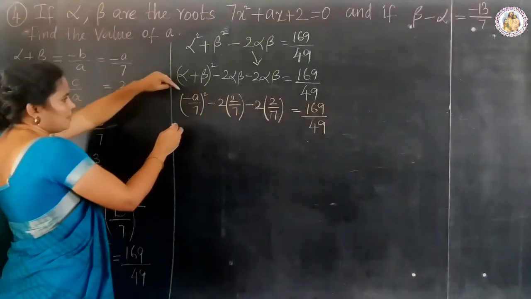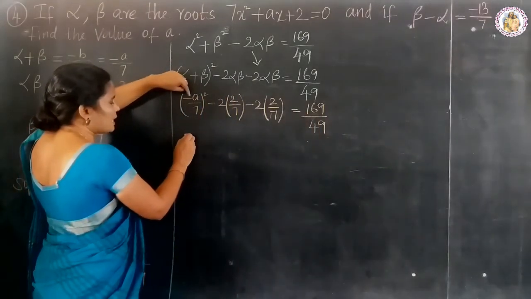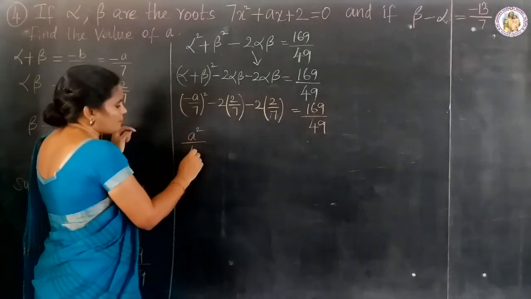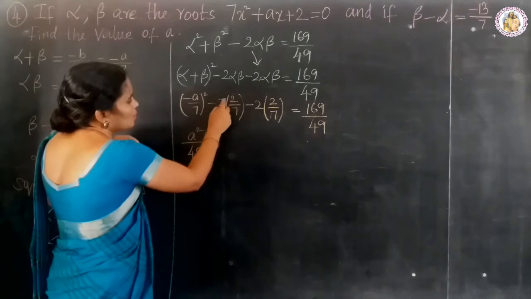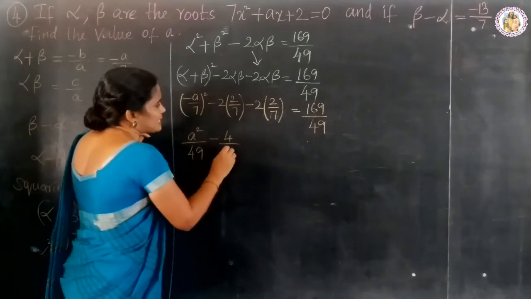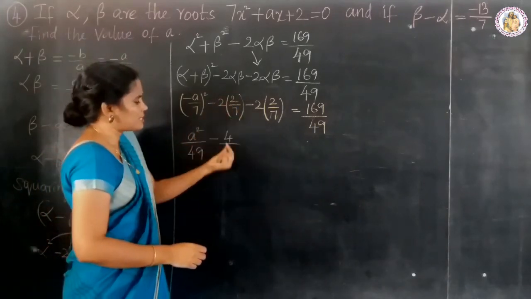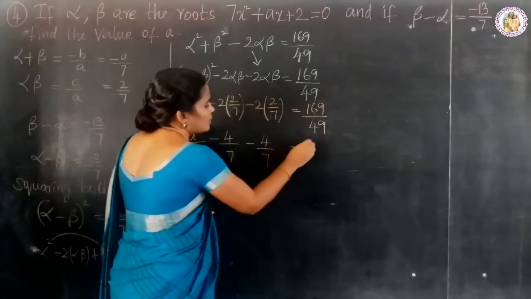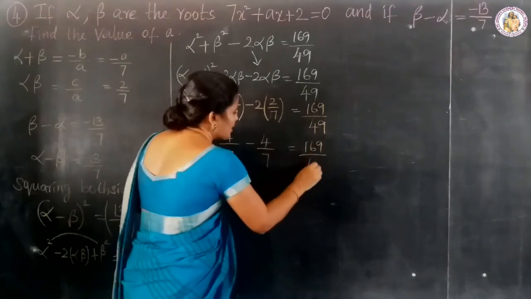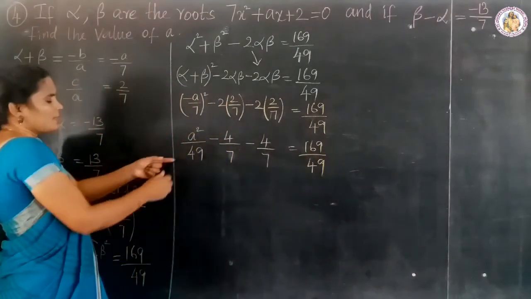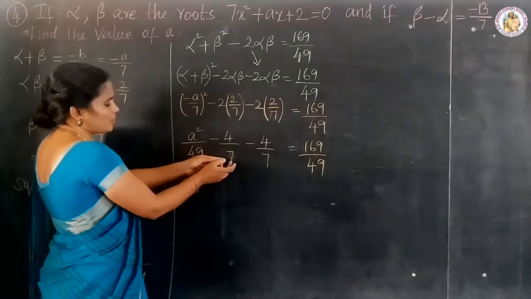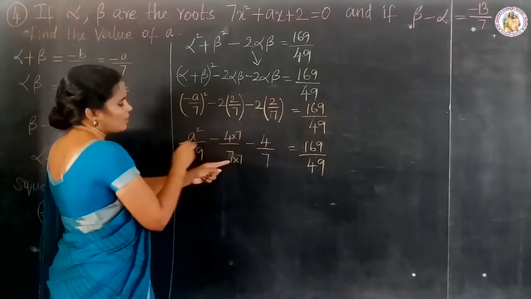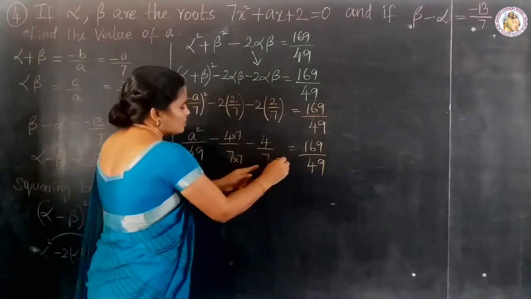Okay, now minus into minus plus, a into a, a square by 7 into 7, 49, minus 2 2s are 4, 4 by 7. 2 2s are 4 divided by 7. Again 2 2s are 4 by 7 is equal to 169 by 49. Okay, now you can see 49 is on the right side, so you can multiply with 7 both numerator as well as denominator to make all the terms equal. So into 7 into 7.